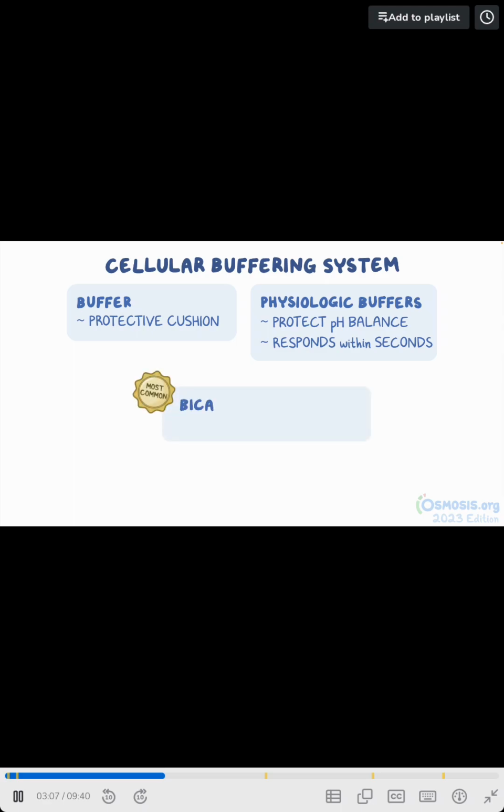The first line of defense is the cellular buffering system. Now, in everyday language, a buffer is something that acts like a protective cushion, and the same is true of physiologic buffers. They protect the pH balance by keeping it from rising or falling too quickly. This system is always present and responds within seconds when there's a disturbance in the pH. The most common buffer in the body is the bicarbonate carbonic acid system.